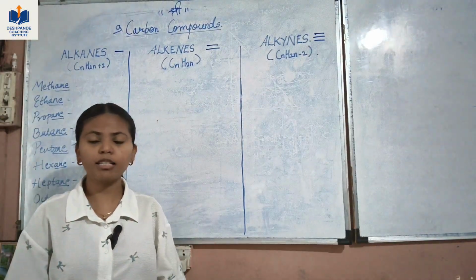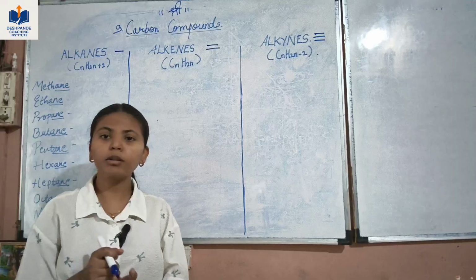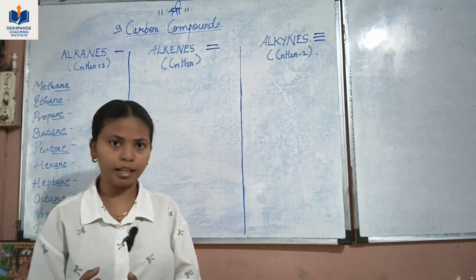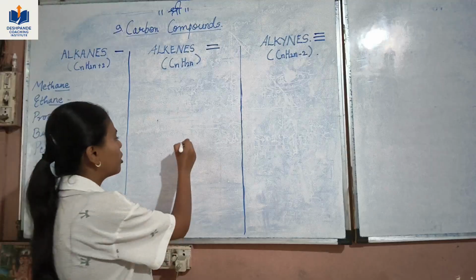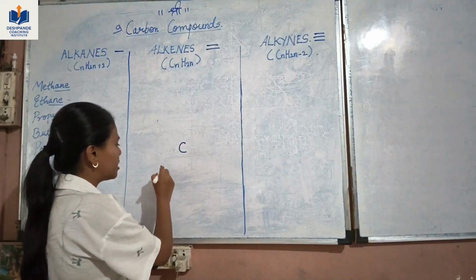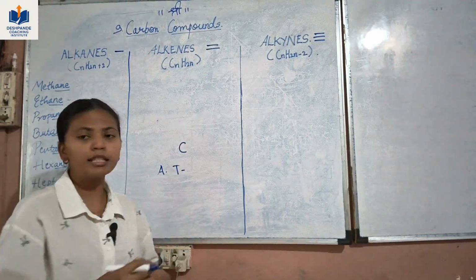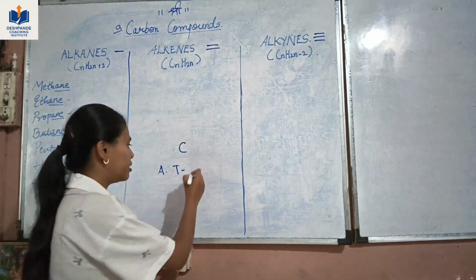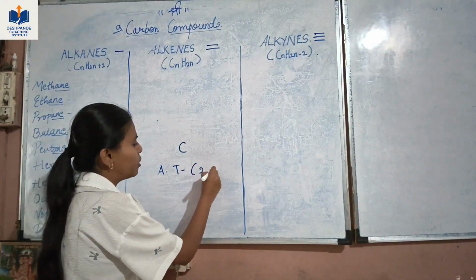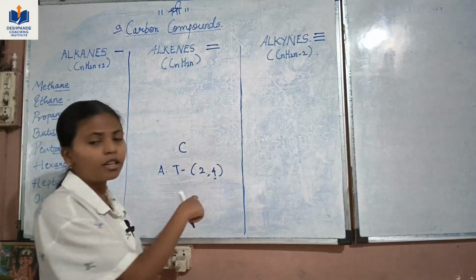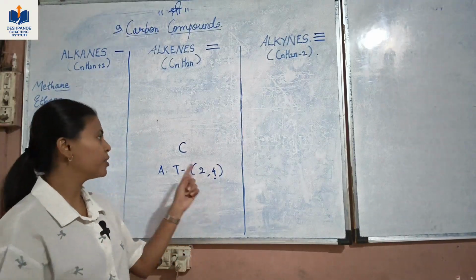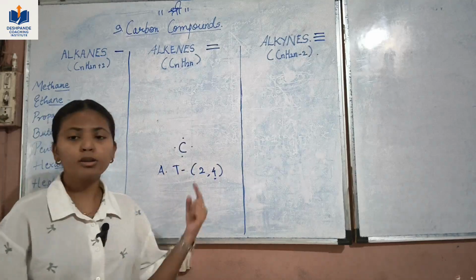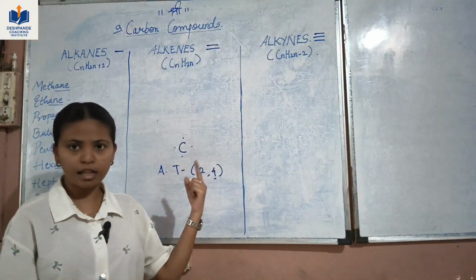So how are these bonds exactly formed? We'll try to understand this through the electronic configuration of the carbon atom. The atomic number of carbon is 6. Its electronic configuration, as we have studied in the second chapter, is written as 2 and 4. So there are 4 electrons in the outer shell: 1, 2, 3, 4. So it can make 4 bonds with other atoms.